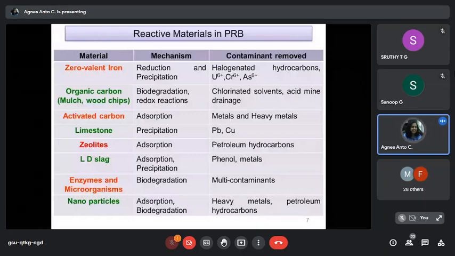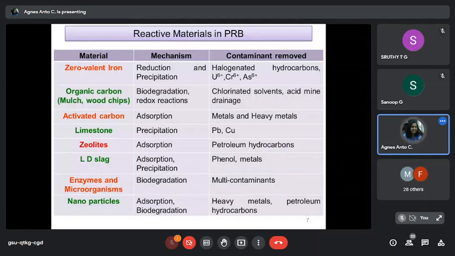Next is zeolites. Zeolites are microporous 3D crystalline structures of aluminosilicates. They have very good ion exchange capacity and very good adsorption capacity, and at the field level they are implemented for remediating petroleum hydrocarbons and even heavy metals. You can make zeolites from industrial byproducts, and fly ash based zeolites are very commonly available, can be easily purchased from the markets, and you can use them as a material in PRB.